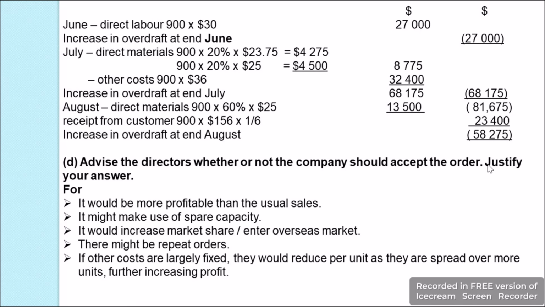In the last part of the question, we are asked to advise the directors whether or not the company should accept the order. We have to justify our answer. If the directors accept the order, they will get the following benefits. It will be more profitable than the usual sales. Why? Because usually we are selling the product at a selling price of $150. Now with this order, we will be able to sell the same goods at $156. Then if they have any spare capacity, this will be a good way of utilizing it.